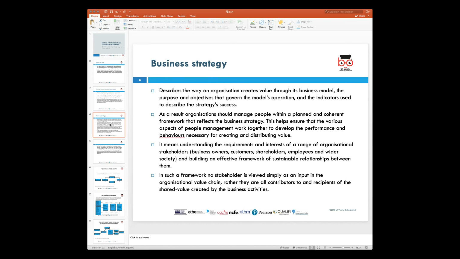Now, once this document is created, it becomes a sustainable framework for moving the organization forward. And in this framework, it is important to say that every stakeholder has some shared value.